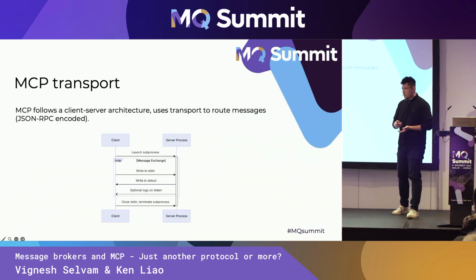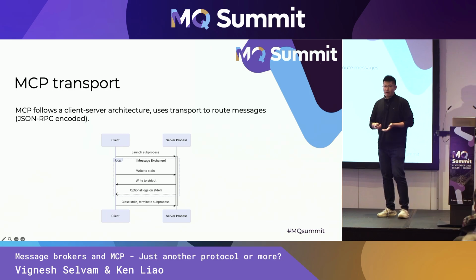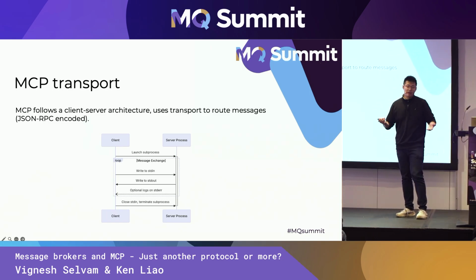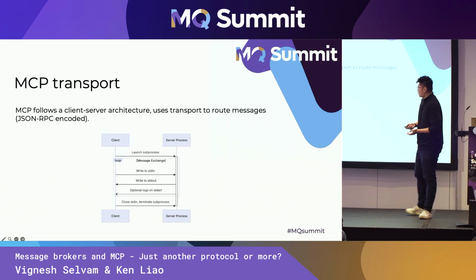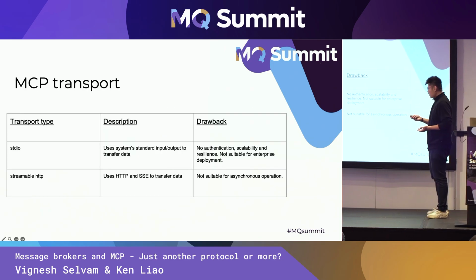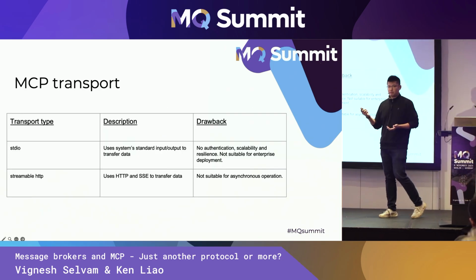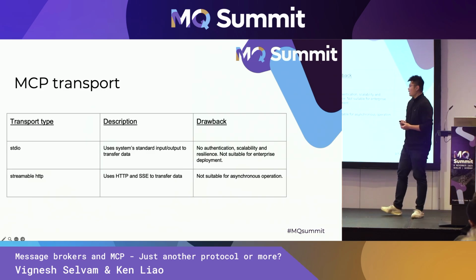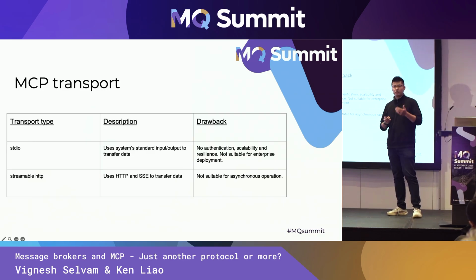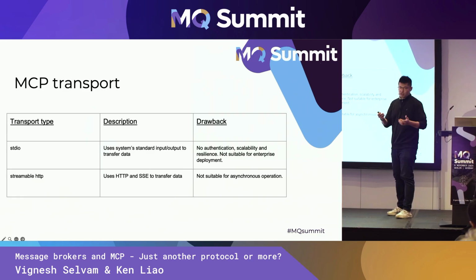But let's dive a little bit deeper. So how does MCP do that? How are messages actually being passed between client and server? There are two transports that are supported. Standard I/O is the first one, launched last year, and also the most widely used one.